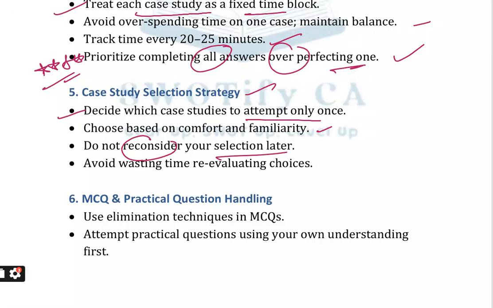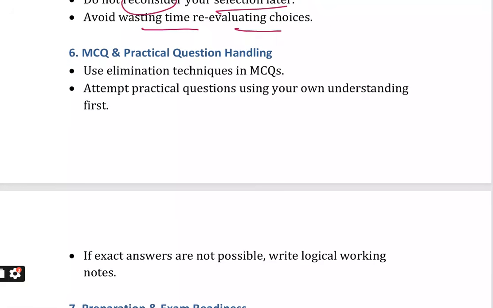So after you start writing your exams, please don't go and change the case study. So be very specific, because you're wasting time on that. Then it will lead to confusion. So in the first 15 minutes you have to decide which case study I should write. I should not change it later. So whether I'm comfortable, whether I can answer all the questions, is it possible? You have to analyze everything in that 15 minutes. Fine. So don't re-evaluate your choices, avoid wasting your time.